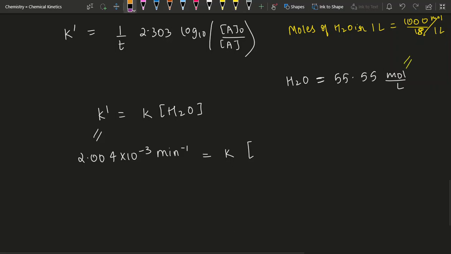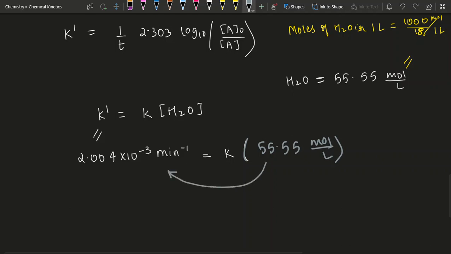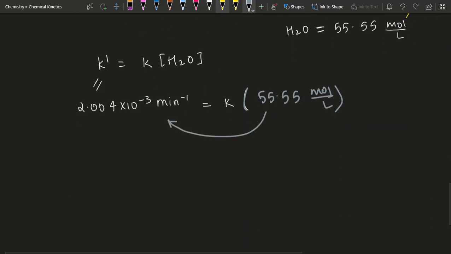So here you have k dash equals k times H2O, which will be equal to k times 55.55 moles per liter. And if you take this to the other side, that means you're dividing. You would arrive at k to be equal to 3.64 times 10 to the power negative 5 moles inverse liters minutes inverse.